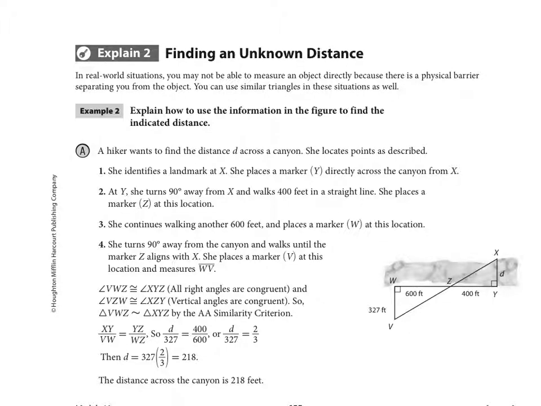So in example 2, it says explain how to use the information in the figure to find the indicated distance. It says a hiker wants to find the distance d across a canyon. Okay, so we are looking for this value here. It says she locates some points as described. It says she identifies a landmark at X, and she places a marker Y that is directly across the canyon from X.